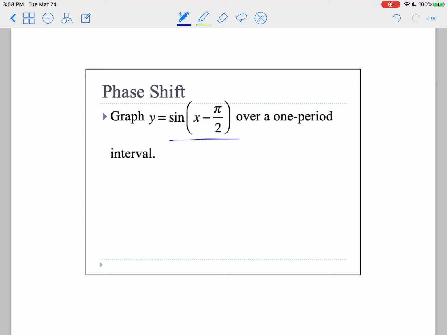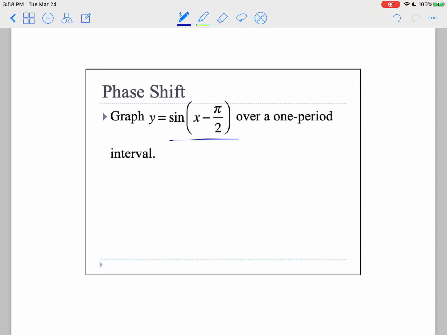But just like all the other functions we've dealt with, this negative pi over 2 is shifting to the right because it's inside the function, so it's left or right. And since I'm subtracting, it's the opposite of what you see is what you get. So I'm actually shifting this to the right, pi over 2.